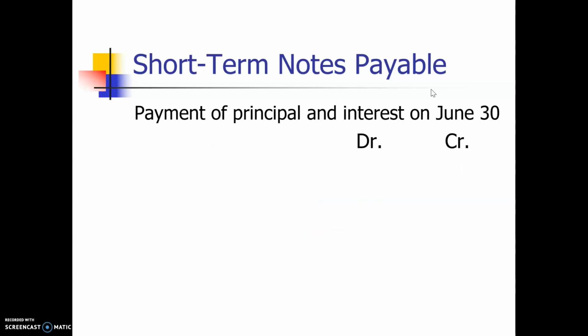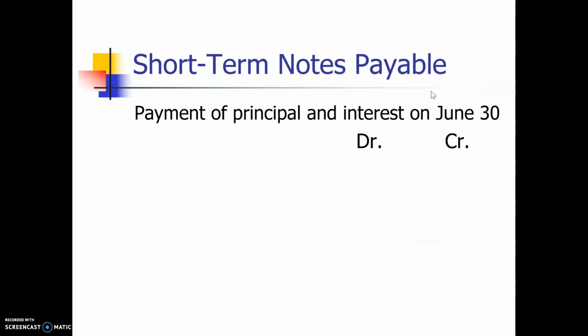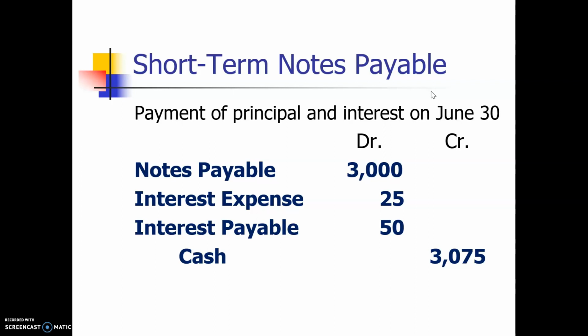And then when it comes to the maturity date of the note, we're going to pay off the $3,000 that we borrowed, but we're going to pay 3 months of interest. Principal times rate times 3 months of interest is 75. We're going to pay $3,075 in cash to pay off the note. So we'll credit cash $3,075. We'll debit notes payable for the $3,000.